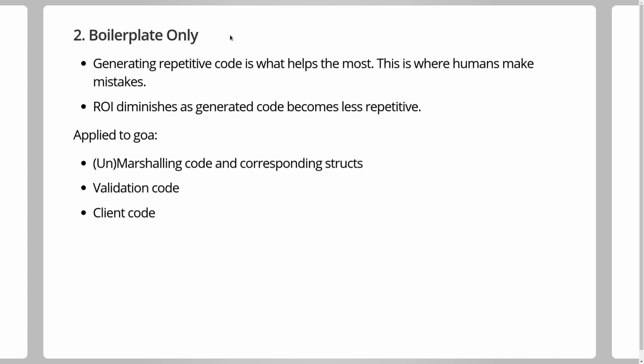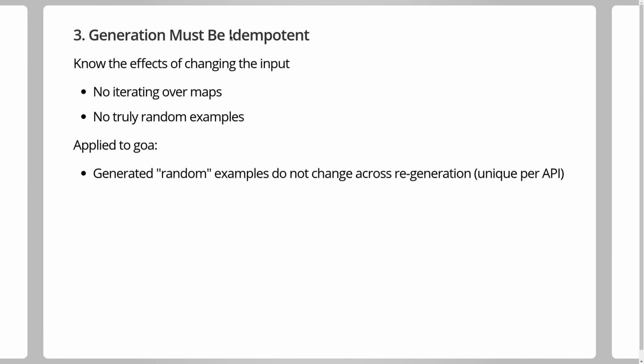The second principle is that GoaGen only generates boilerplate code. Code that is repetitive, boring, that you don't want to write because you're going to make mistakes because you're not interested in it. So that's the whole point of code generation, to do that work that's boring and uninteresting. What that means with Goa is generating the marshalling and unmarshalling code, generating those data structures for each endpoint, generating the validation code and the client code. All those things that are not fun to do if you do them by hand.